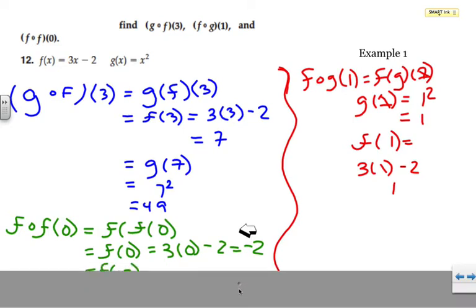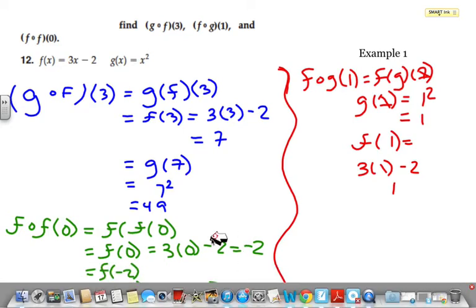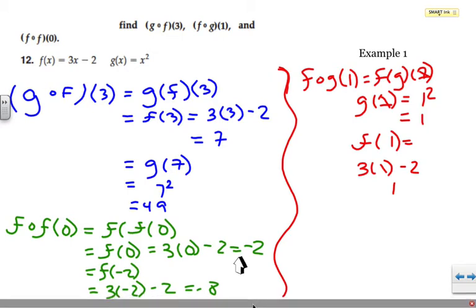And now I have to simply run the equation again. That's what it means by f of f. I'm going to do it twice. So now I plug negative 2 into the equation, and I end up with 3 times negative 2 minus 2 equals negative 8. And that's doing it with numbers.